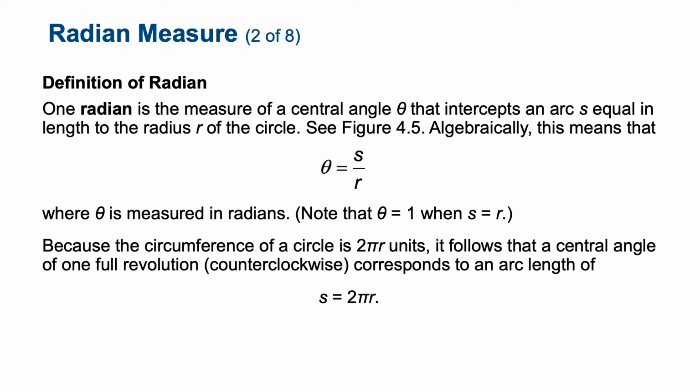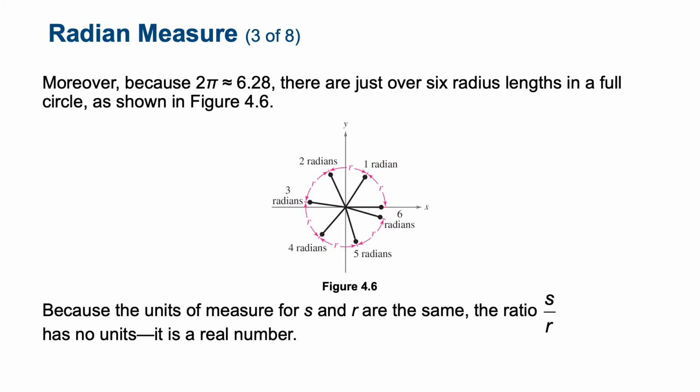Now let's think of a circle in general. What's the circumference of a circle? The circumference of a circle is 2 pi r. So all around, right? A central angle of one full revolution corresponds to an arc length of s equals 2 pi r. That means s is basically the circumference of the circle if you're talking about the entire thing. So if 2 pi is approximately 6.28, that means there are about 6 radius lengths in a full circle. So 2 pi is like one whole circle if r is 1.